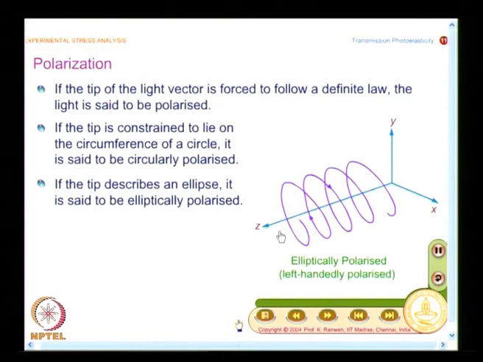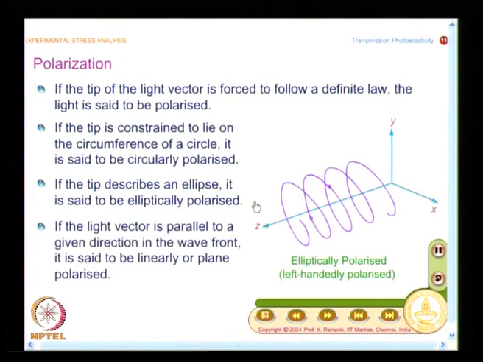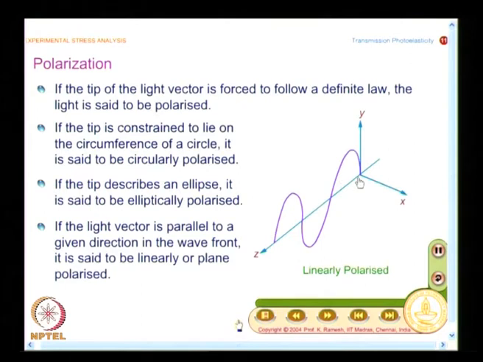And why do I take elliptical polarization? In the limiting case, it can become a circle. In the other limiting case, it can become a plane wave. The simplest polarization is when the light vector lies in a single plane, parallel to the given direction of the wave front; it is said to be linearly or plane polarized. And what you will see later is, from a natural light, you first get a linearly polarized light. Then this light is converted into either a circularly polarized or elliptically polarized light for the performance of your experiments.